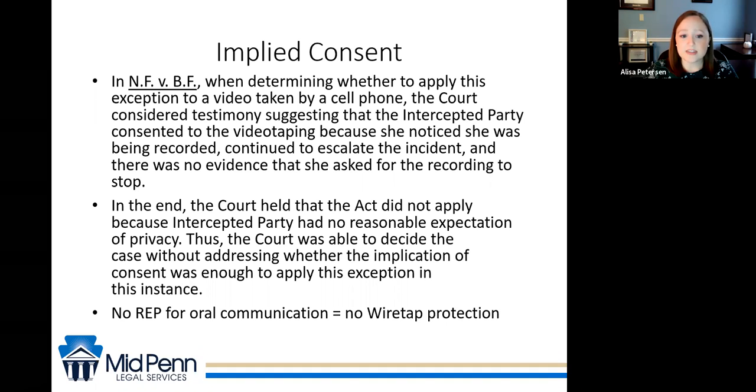Unfortunately, for our purposes, the court didn't end up deciding whether or not that would be sufficient for implied consent because, as I said before, an oral communication requires a reasonable expectation of privacy. The court said because she was in a public place, she did not have a reasonable expectation of privacy, so it was not an oral communication, and the Wiretap Act did not protect her communication. So they didn't end up having to decide that issue.